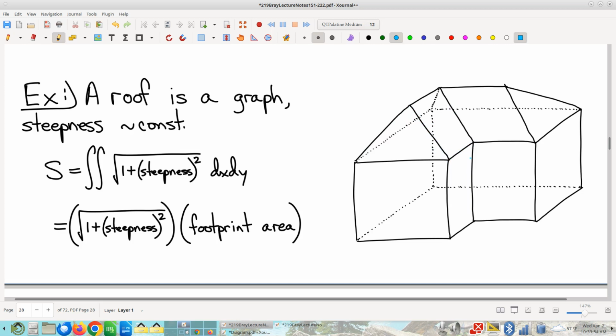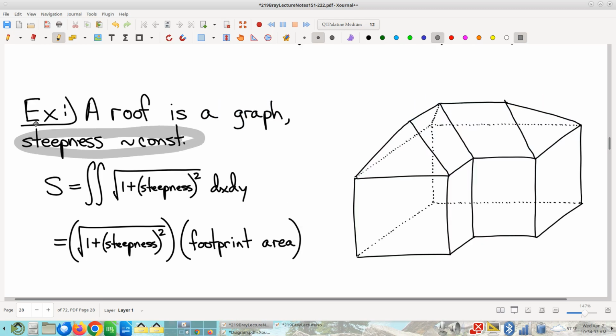So here's the alternative. You don't have to do any of that. That's the beautiful thing. You recognize that even though it's made up of a bunch of different faces, the roof is in fact a graph. Over any point on the footprint of the house, there is exactly one point on the roof directly above that. So it's a graph. Not only is it a graph, but it's a graph where, as we just discussed, the steepness is constant.